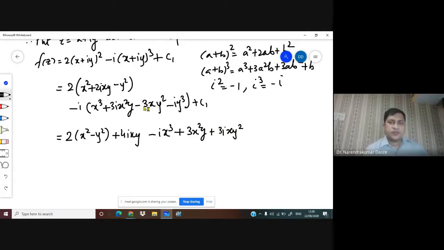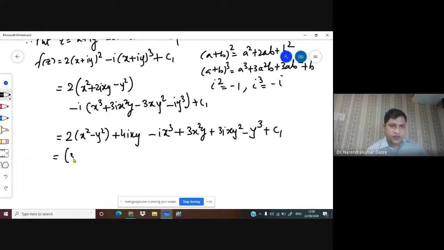So you'll be having this minus and minus plus, and you'll be having 3ix y square. Then this minus and this minus will become plus, but we have i square. So again you'll be having minus y cube and plus C1. And now consider the terms without i and with i.